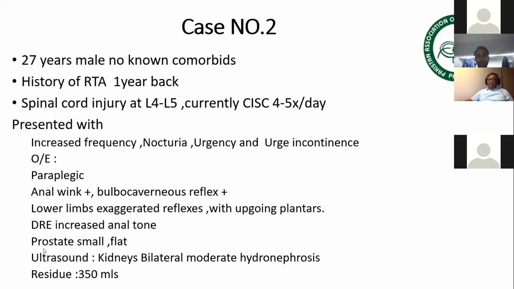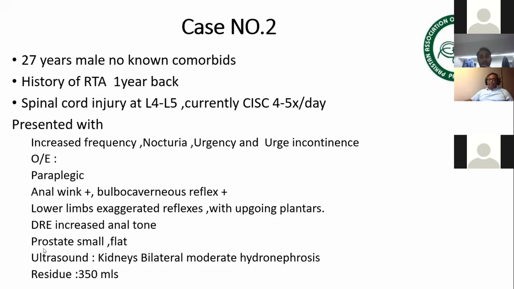So in the second case, I would like our participants to comment in the chat box what they think are the capacity, the compliance, and the rest of the parameters that I have shown.